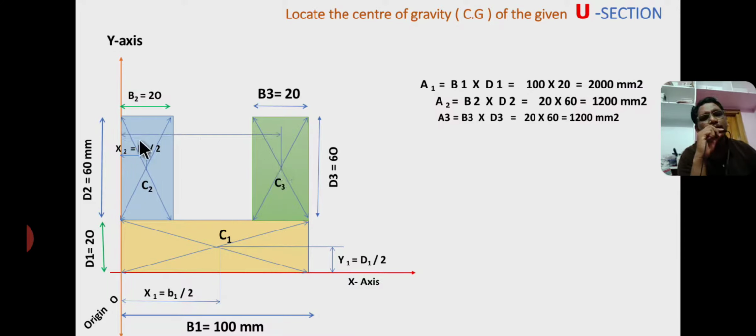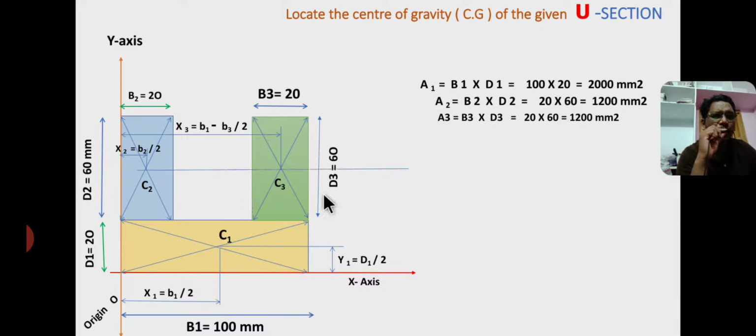From here to here the value of x3 equals the total base, that is 100 mm, minus this value, that is base by 2. So total base equals 100 mm, 100 mm minus 10 mm. So 100 minus 10 equals 90 mm. So x3 equals base b1 minus b3 by 2, 90 mm.